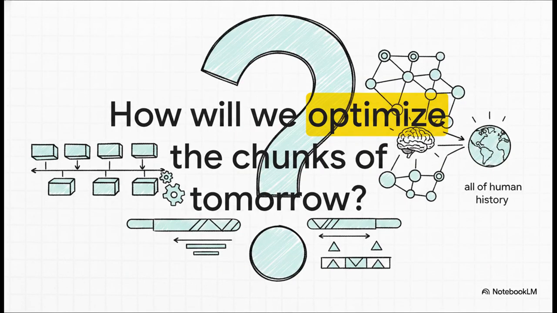So we've seen how RAG bridges the gap between searching and generating, and how the seemingly simple act of chunking dictates the intelligence of the entire system. So I want to leave you with this. If chunking is the absolute foundation of AI search, how will we optimize the chunks of tomorrow? As our knowledge bases grow to encompass literally all of human history, these invisible background processes are only going to get more complex. Keep an eye on these foundational technologies, guys. They are actively rewriting how we access human knowledge.